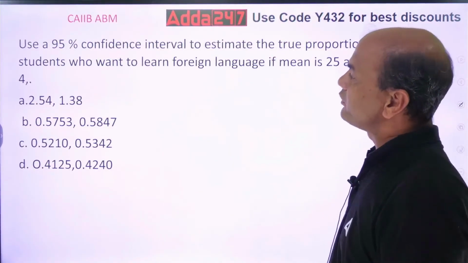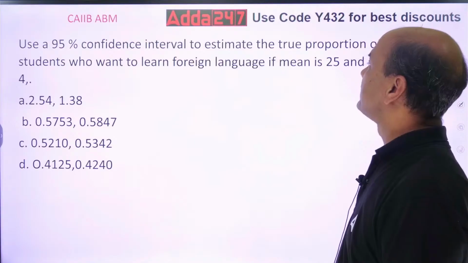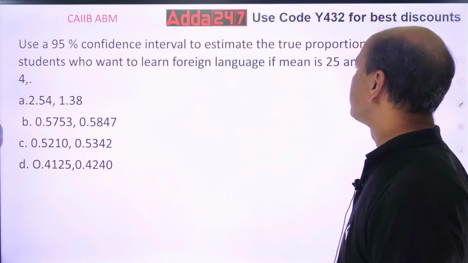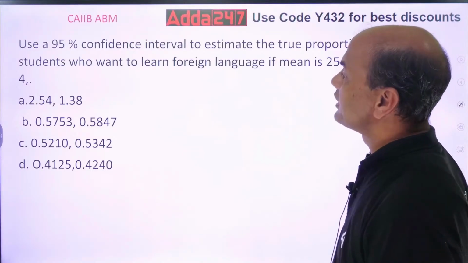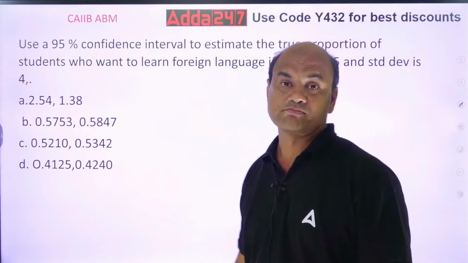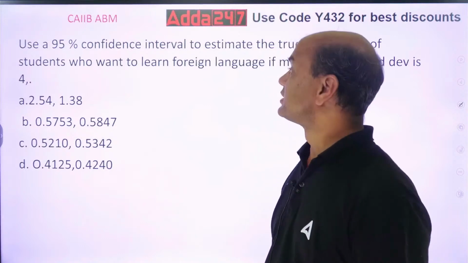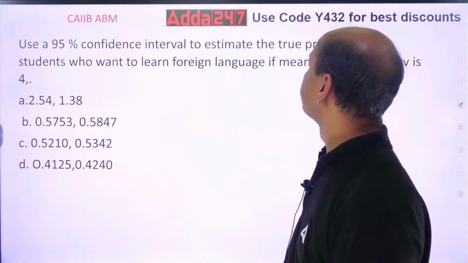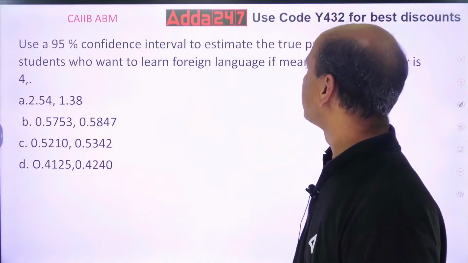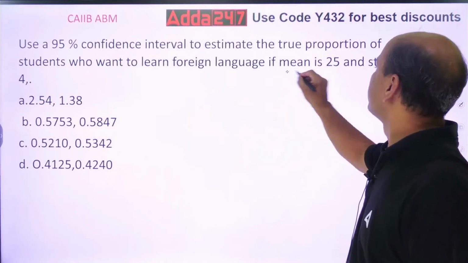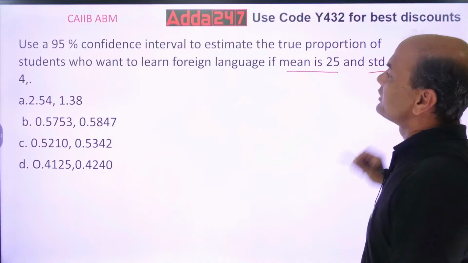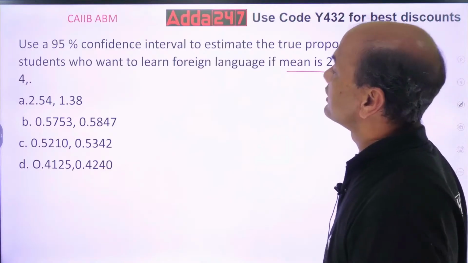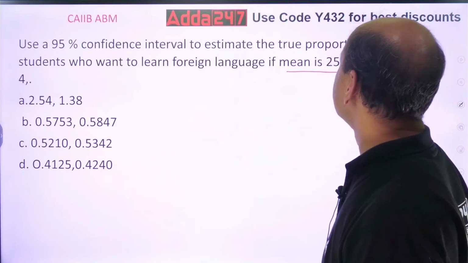Using a 95% confidence interval to estimate the true proportion of students who want to learn the foreign language, if the mean is 25 and the standard deviation is 4. See this, 95% confidence, and you want those who want to learn a foreign language, with the mean given as 25 and the standard deviation given as 4. But for this, the number of students is required.